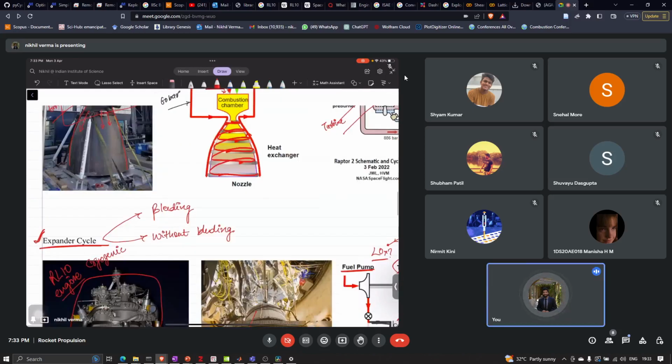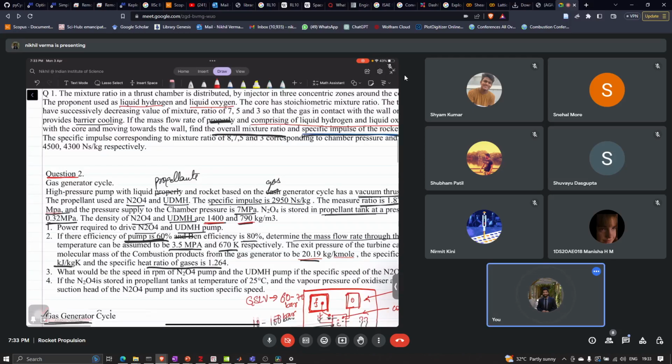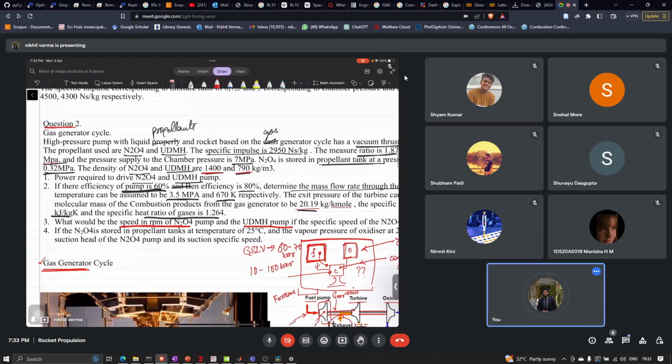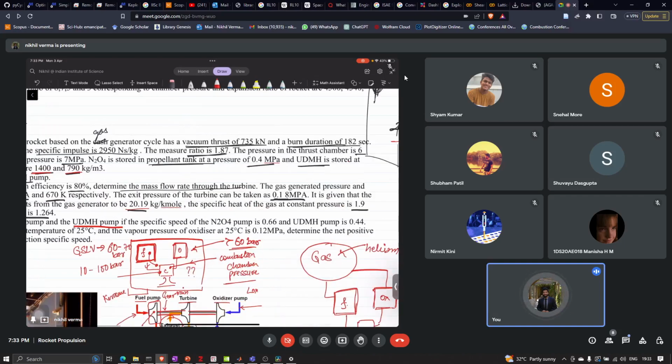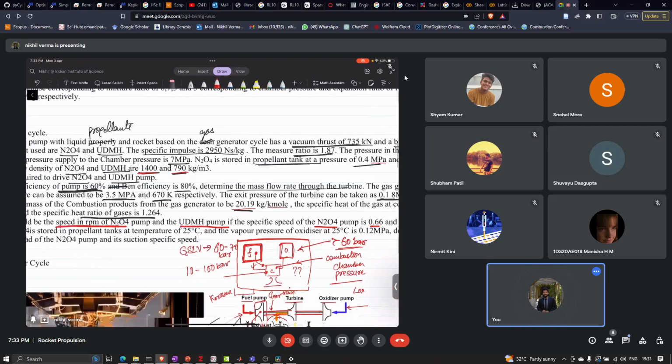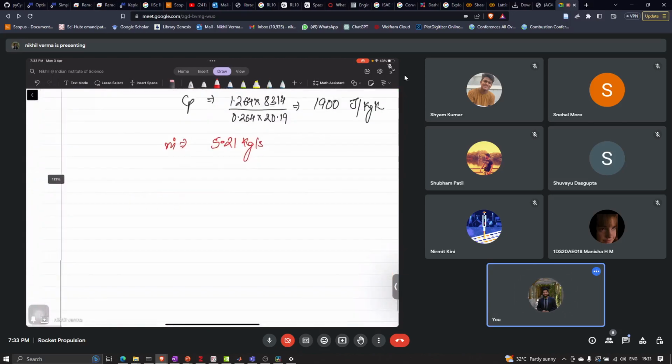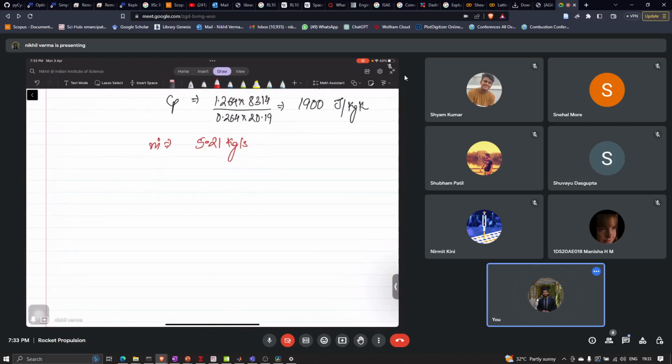So let us look into another part now. We have to calculate what is the speed in RPM for the N2O4 pump and the UDMH pump, if the specific speed of the N2O4 pump and UDMH pump is given. Specific speed for these two cases are given, so we have to calculate the speed for these cases.